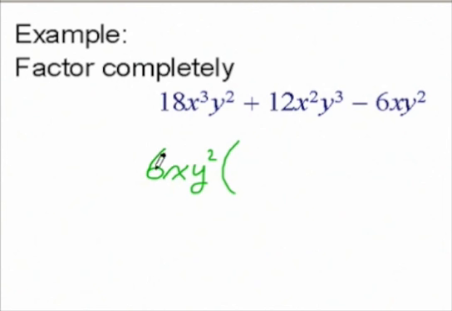So here we have 18 divided by 6, that'll be 3. We have x cubed divided by x, that'll leave us with an x squared. y squared divided by y squared is 1, and 1 times 3x squared is just plain old 3x squared.